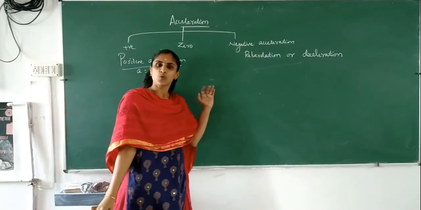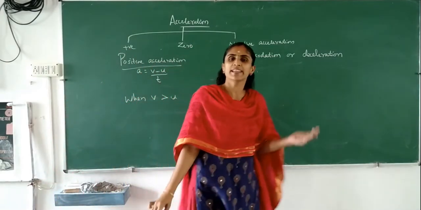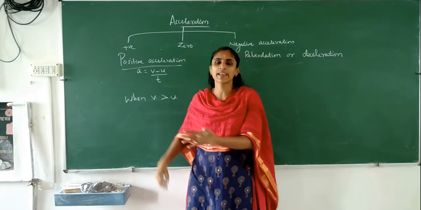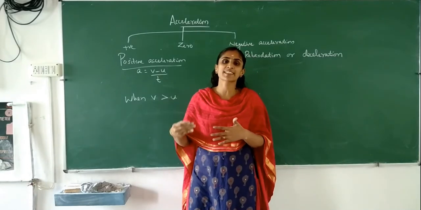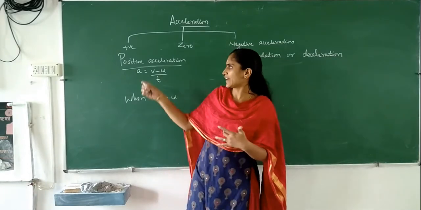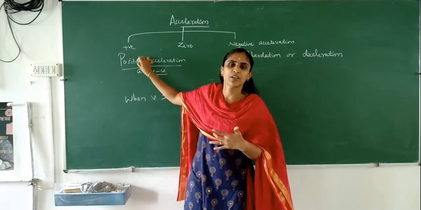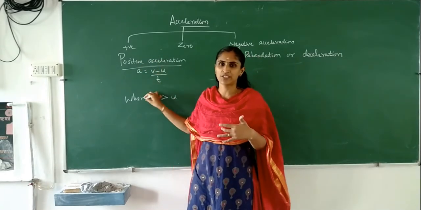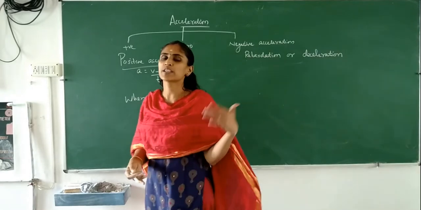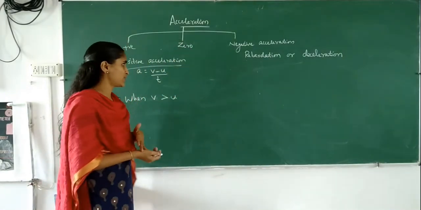What is V and U? When the final velocity is greater than initial velocity. If the velocity of the object is increasing, in that case there will be positive acceleration. Velocity is increasing, so there will be positive acceleration.